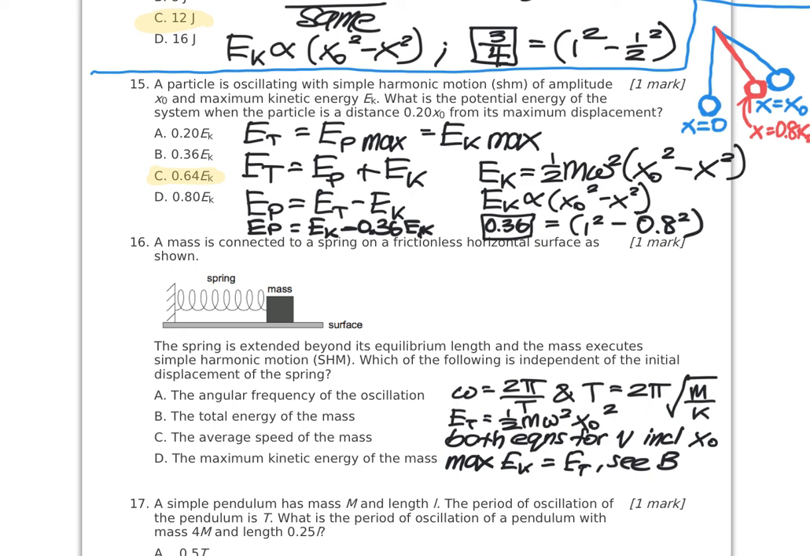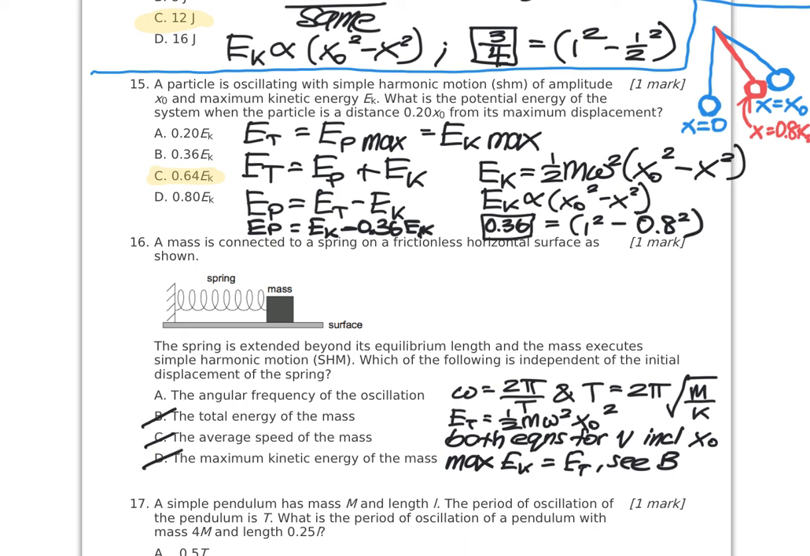We have the speed is either omega x naught cos omega t, or negative omega x naught sine omega t, or plus or minus omega square root x naught squared minus x squared. But the point is that all of the expressions for velocity include amplitude. And so that initial displacement of the spring would be the amplitude. So it is not average speed. It's not total energy, because that includes amplitude. It's not maximum kinetic energy, because that's the same as the total energy.